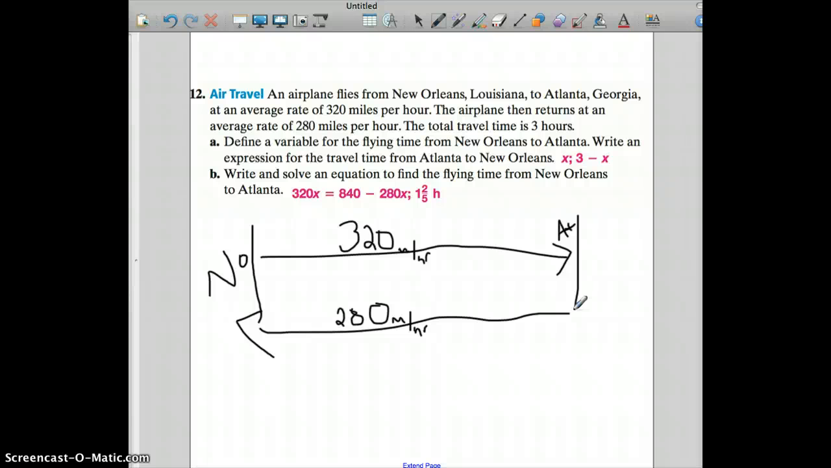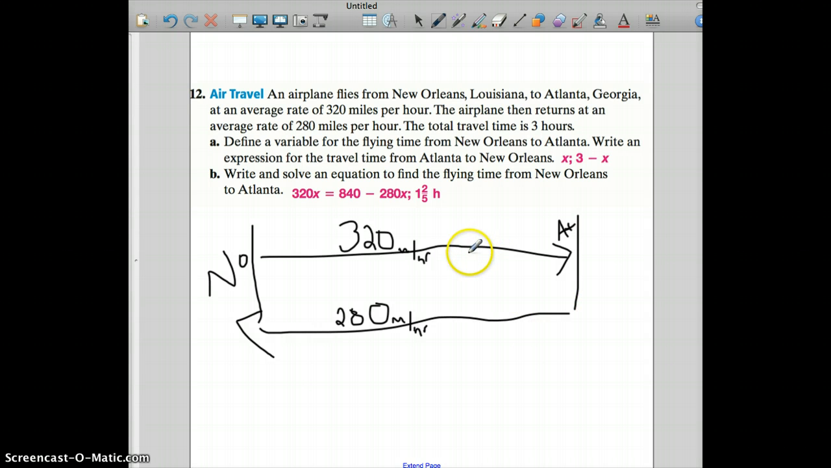The big thing is the time. The total time is 3 hours. So you want to ask yourself, well, if it took me an hour to get to Atlanta, then I have 2 hours to get back. Or if it took me 2.5 hours to get to Atlanta, I only have half an hour to get back to New Orleans. So that 3 hours is the key here.